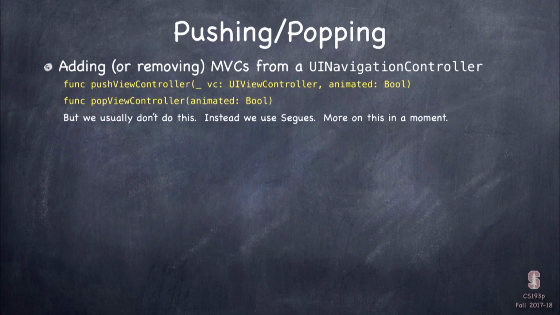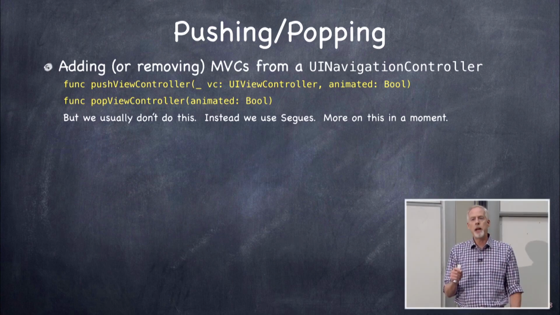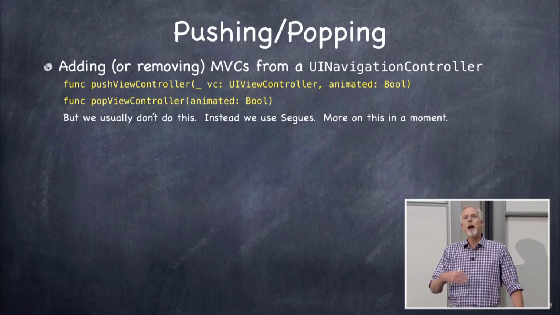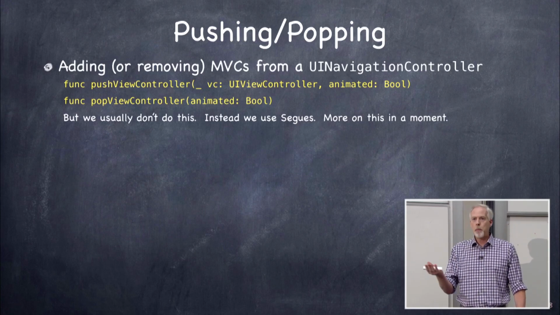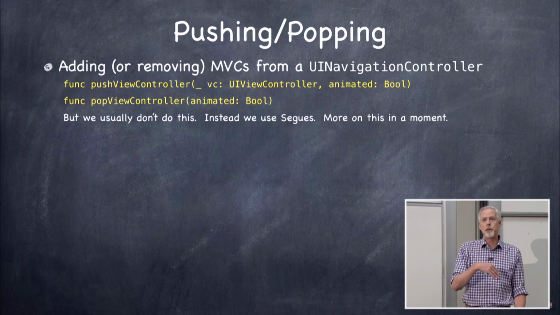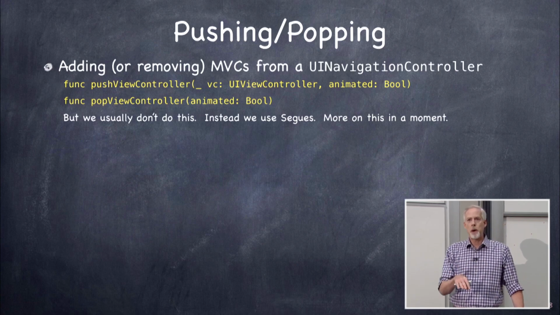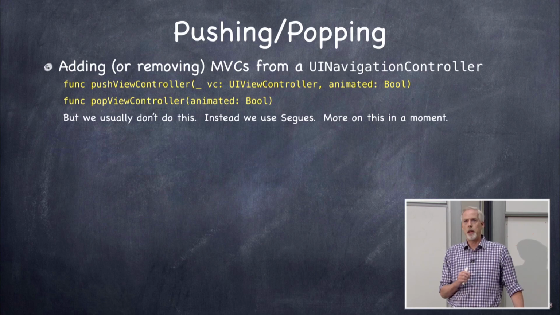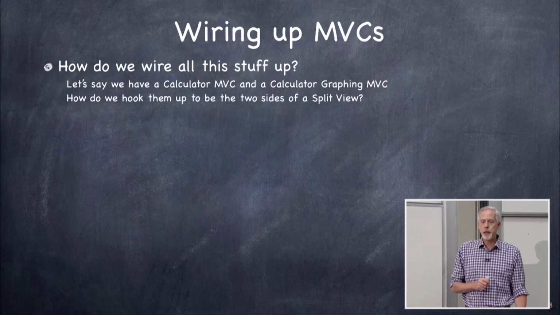Now, navigation controller, I want to just briefly tell you about the API for it. It has methods pushViewController and popViewController. Both can be animated. Push takes an MVC and puts it on the stack of cards, and popViewController pops the top one off. Okay, so you can do that pushing and popping, but we don't usually do it that way. We usually use what are called segues, okay, which I'm going to talk about in a moment here.